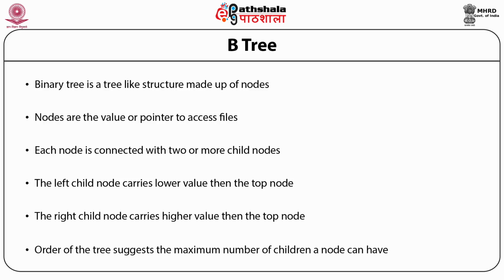The order of the tree suggests the maximum number of children a node can have. Normally, in binary trees we define an order, which represents how many children one node can have. Say, for example, we define order 4 in a binary tree. That means any node can have a maximum of 4 children altogether, so that particular node cannot have a fifth child.